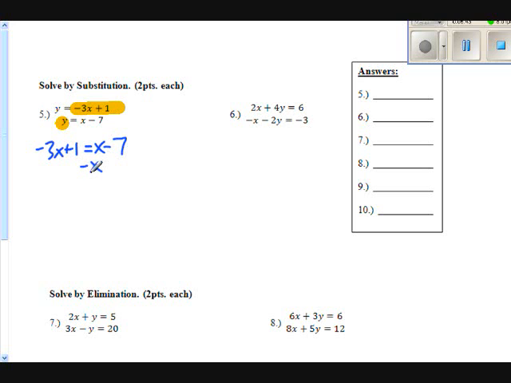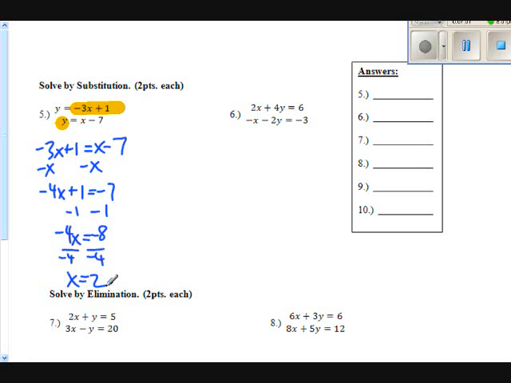And I've got to solve for x. I'm going to subtract the x from each side. So I've got a negative 4x plus 1 equals a negative 7. We're going to subtract the 1 from each side, so I find out the negative 4x equals a negative 8. And now I've got to divide each side by a negative 4. So it turns out that x equals a positive 2.